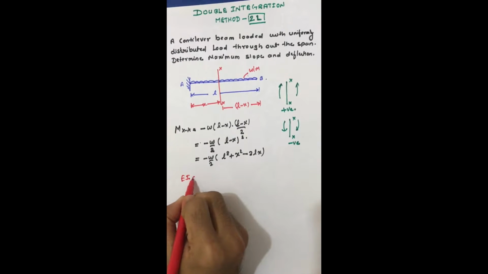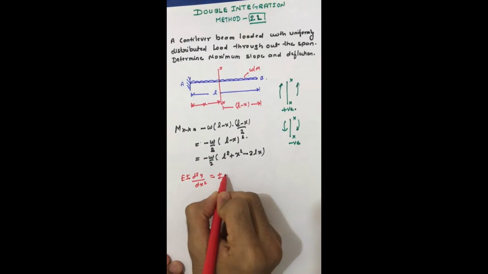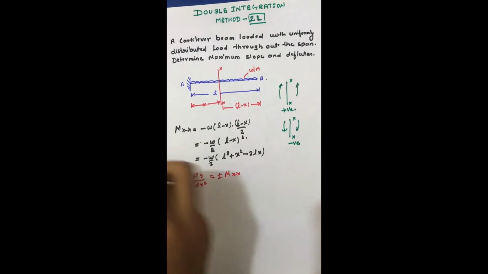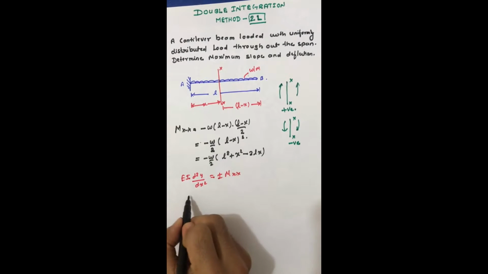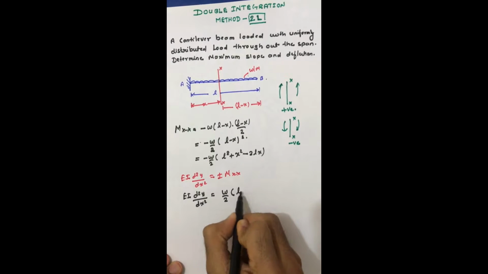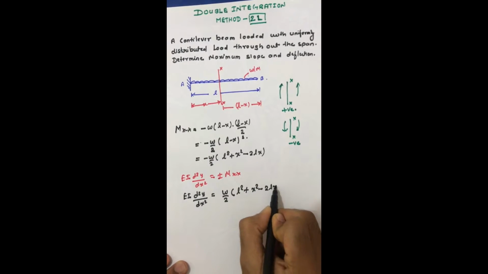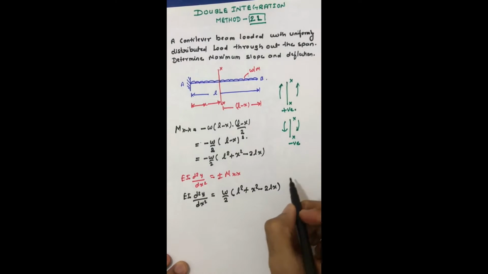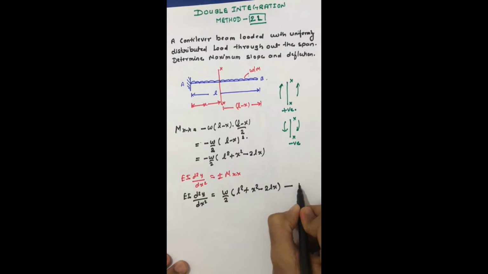E into I d square y by dx square is equal to plus or minus Mxx. Here I am taking Mxx as negative, you can take it as positive also, no issue. E into I d square y by dx square is equal to W by 2 into (L square plus x square minus 2 into L into x). Now let us integrate it for the first time, and this will be our equation 1.